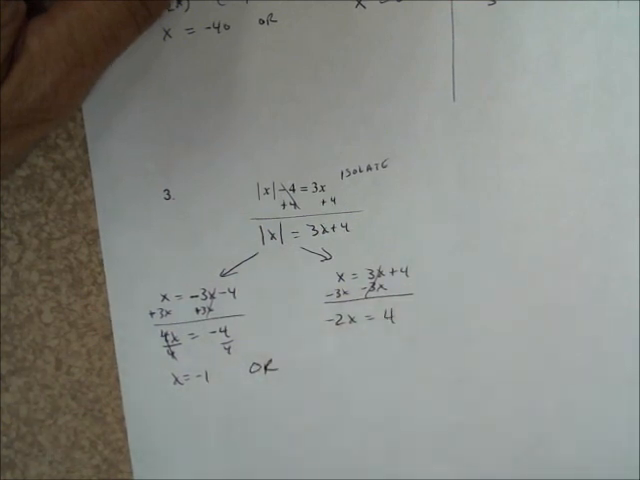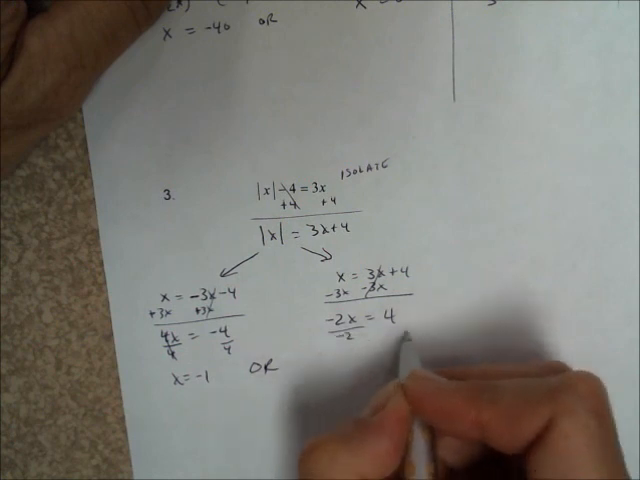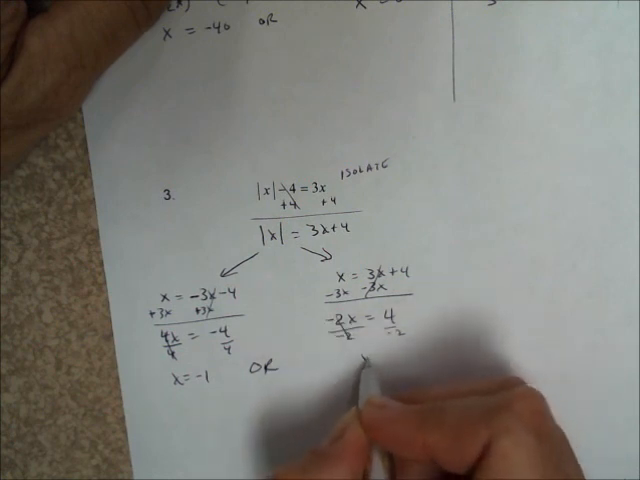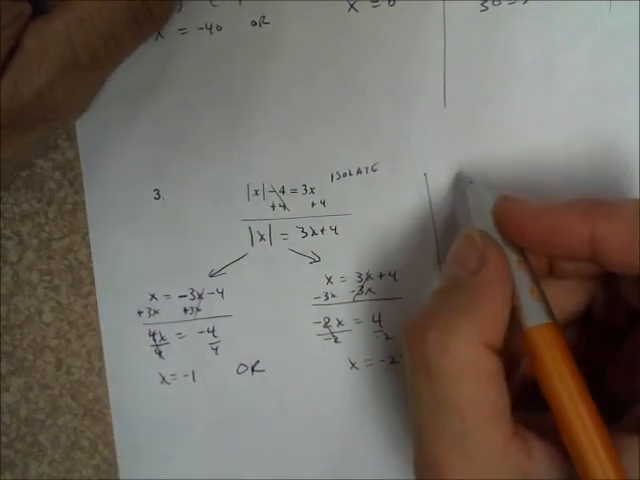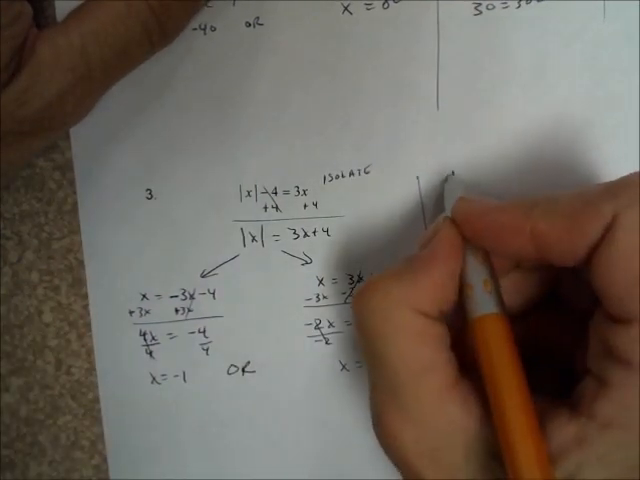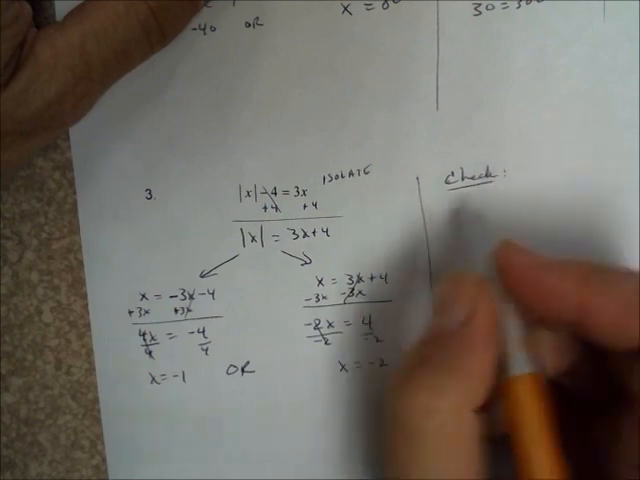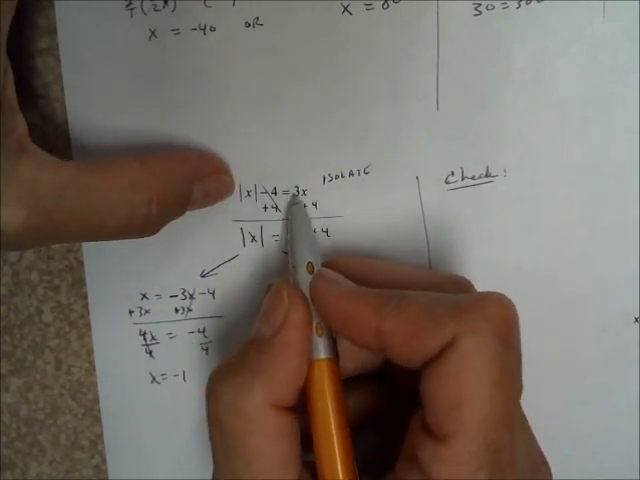And now negative 2x equals 4, so you're going to divide both sides by negative 2, and you get x equals -2. So you've got two potential answers, and they're not answers until we check them. And remember, you have to check in the original equation, which is what's typed here.